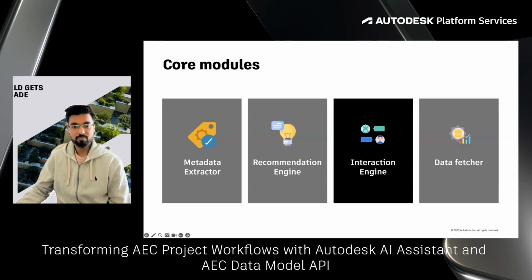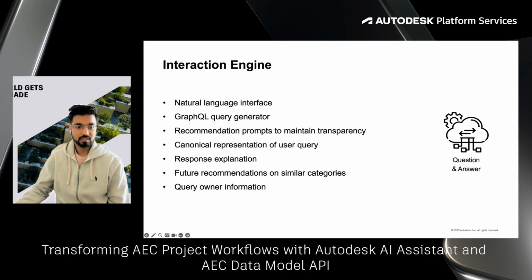Now, one of the most important modules is the interaction engine, which basically works in conjunction with all the other modules. This module provides the capability of interaction with the Revit design in natural language. It processes the user query and generates a recommendation based on that. The generated recommendation has the same format as the output from the recommendation engine. Additionally, it generates future recommendations based on the similar categories as mentioned in the user query. It also supports querying the owner information for the Revit design. It has one submodule, that is question and answer, as it supports the interaction in that way.